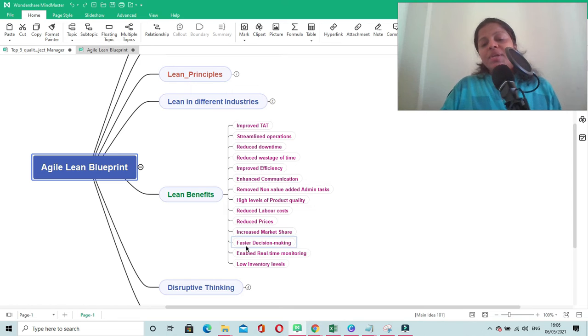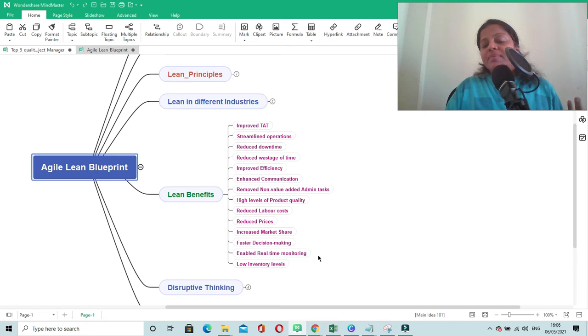The next benefit could be faster decision making. So if you are able to work in a collaborative manner, then it is obvious that you will be able to make decisions fast, because when there are more and more interactions, there is a possibility that you will be able to get more and more information at an early stage, and when you have more and more details about the product, then you will be able to make decisions faster.